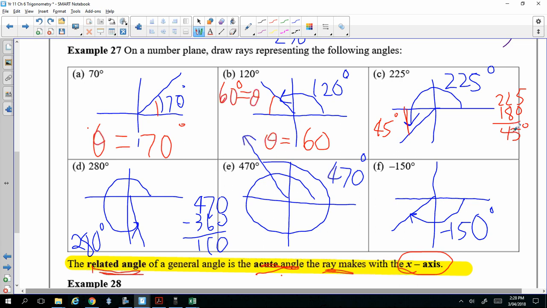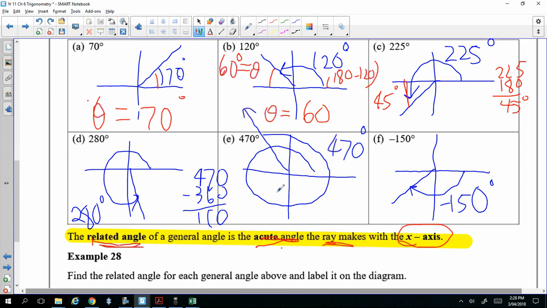Next one. This angle here, you just go 360 minus 280. That will be 80 degrees. That's your related angle. And this one, you just use the 110, so you do 180 minus 110. That will be 70. Remember, it's the acute angle with the x-axis. And this one, you just go 180 minus 150. You get 30 degrees.